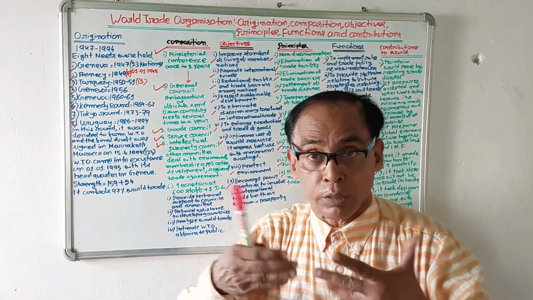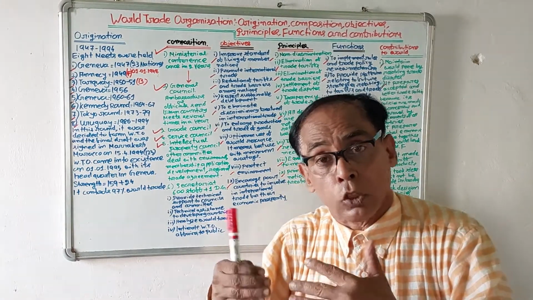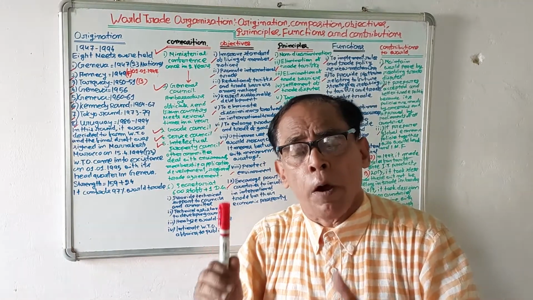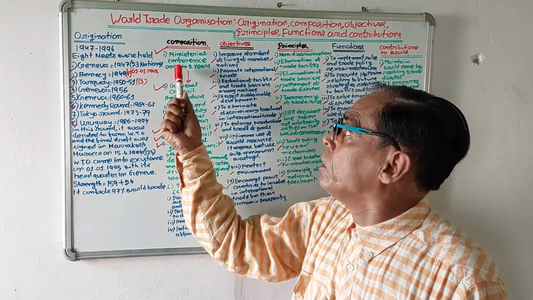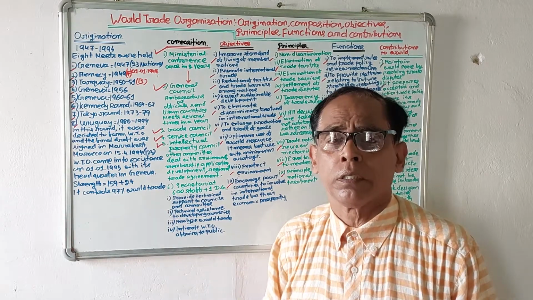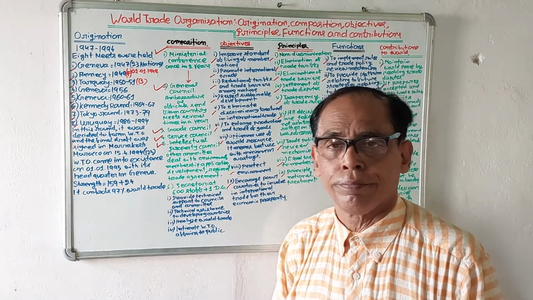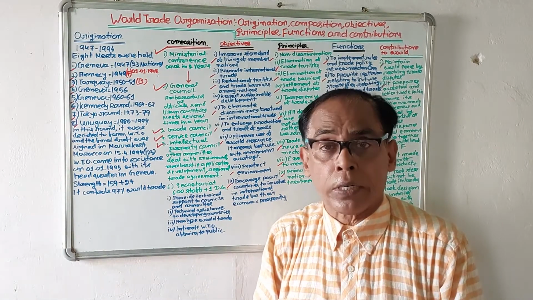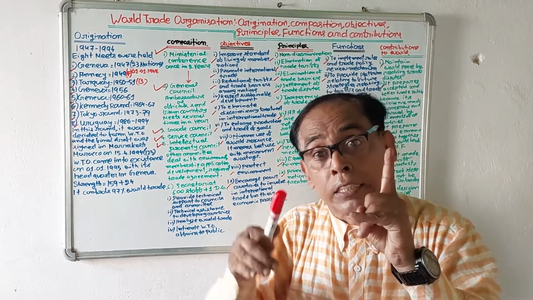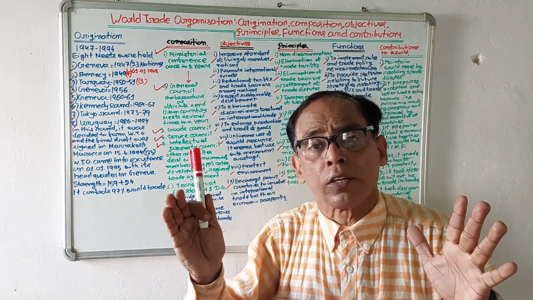Okay viewers, I think you must be enjoying. Number 2, composition of World Trade Organization. How it is composed. The World Trade Organization consists of many organs. The first organ is Ministerial Conference. All the ministers of the member nations of WTO, now it is 159, they meet once in 2 years to decide policy of the World Trade Organization.